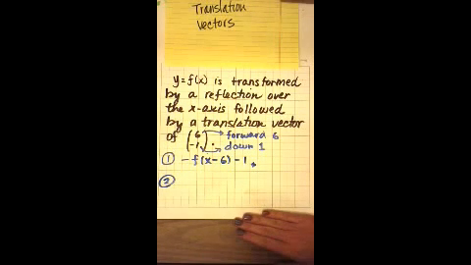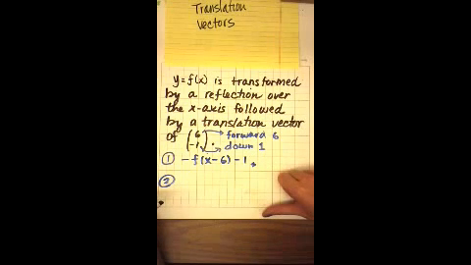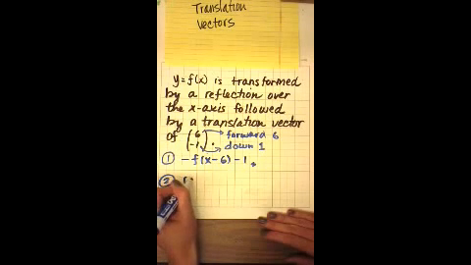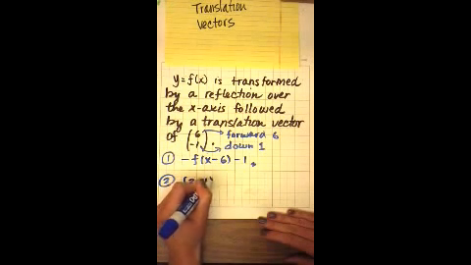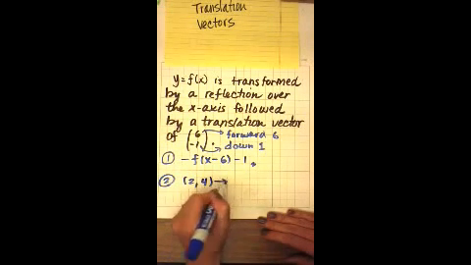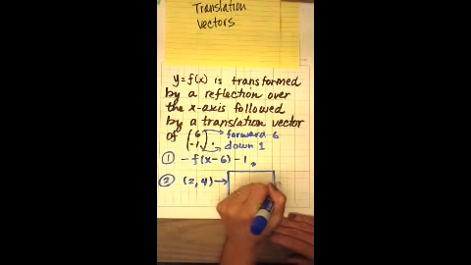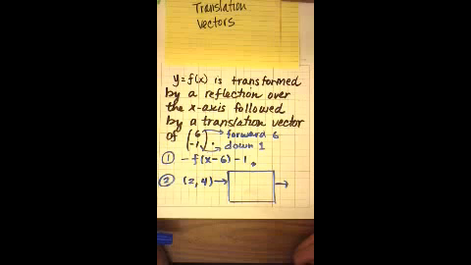For part 2, we have a point on the curve of y equals f of x, and it's called point A. It's at 2, 4. So we are going to put this in the transforminator. We're going to apply these 3 transformations and see where it ends up.